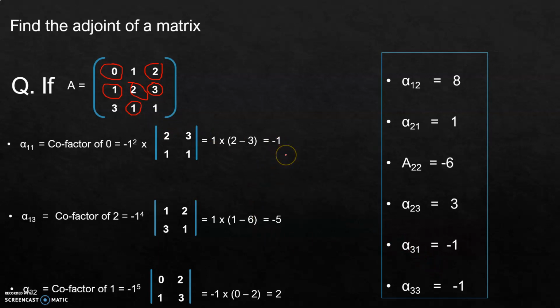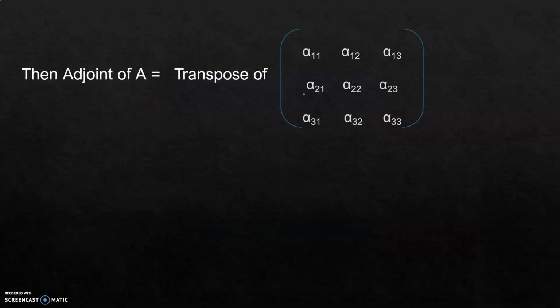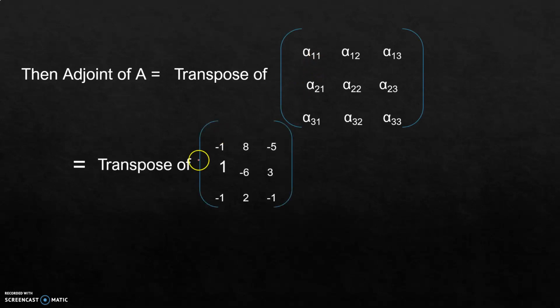So we need to find all the 9 cofactor elements. As there are 9 elements, we get 9 cofactors. Then we need to form the cofactor matrix by placing all these cofactors in order. So check. Then the adjoint of A is equal to the transpose of the cofactor matrix, we know. So transpose of this cofactor matrix.